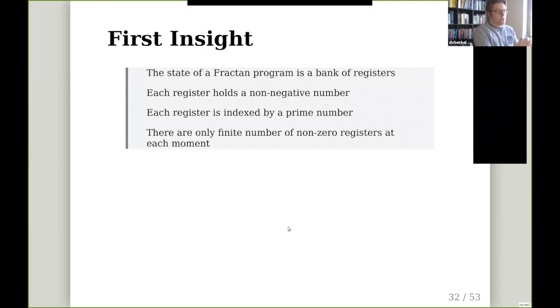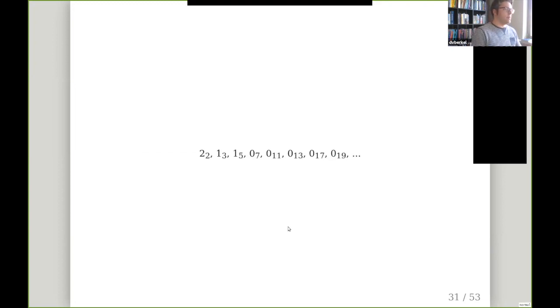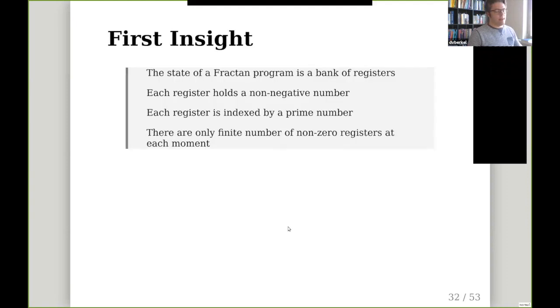And because the state is a number, at each moment in time, there are only a finite number of non-zero registers. Again, if you look at this number, the tail of the prime numbers all have register value 0. So that's our first insight. Basically, a number is not just a number. It's an infinite bank of registers where only a finite number of values are non-zero. So that's a great insight.